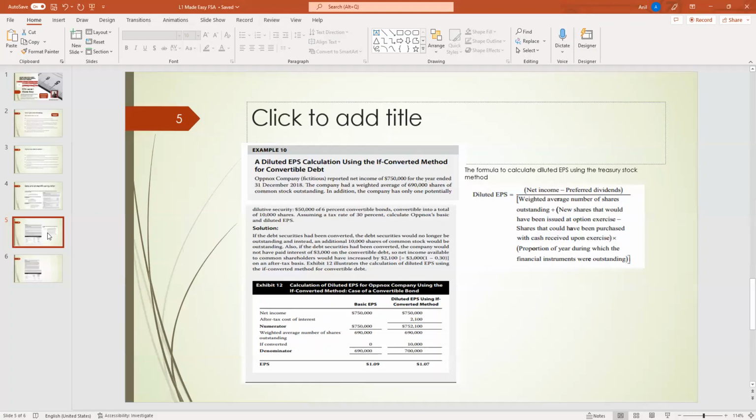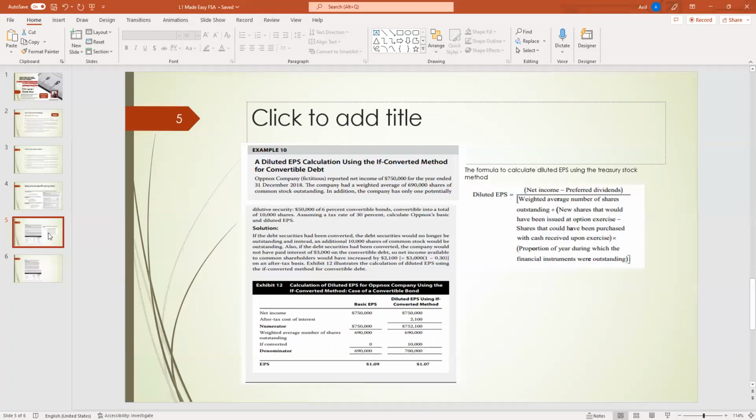Now, if you come to the second column, the diluted EPS using the if-converted method, net income is 700,000. You need to add the after-tax interest expense. The interest expense in the year is 6% of 50,000, that is $3,000 times 1 minus tax rate, 0.7. So 3,000 times 0.7 is $2,100 that you add back to the numerator, because there is no need to pay interest once the bonds are converted into equity. And the 10,000 shares will be added to the weighted average number of shares, so 690,000 plus 10,000, which is 700,000, and the EPS is 1.07.